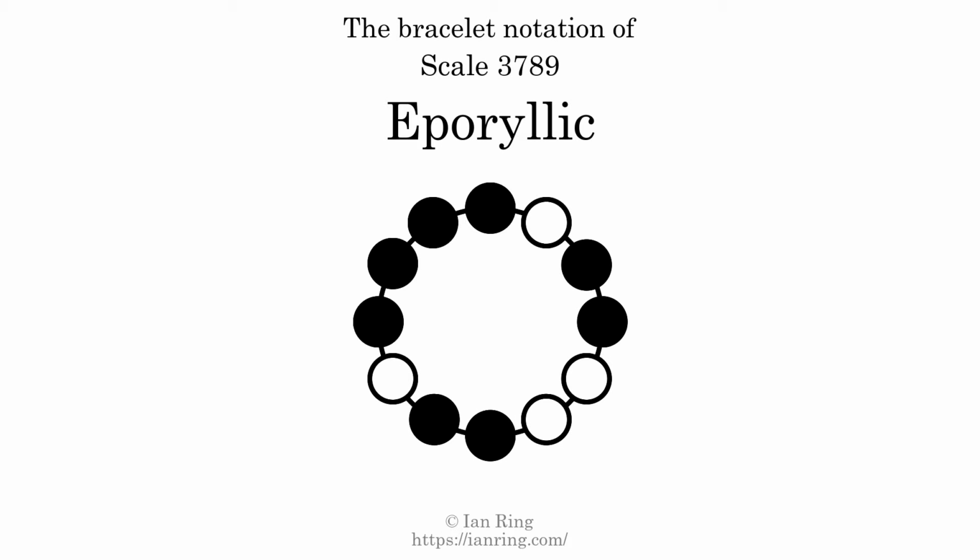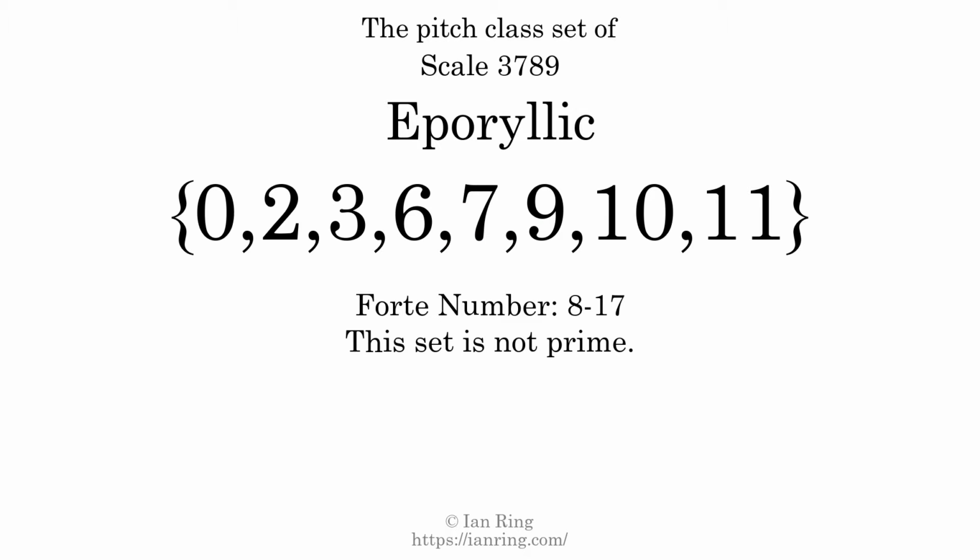This is a bracelet notation diagram of scale 3789. The shaded circles represent tones that appear in the scale, and they are read clockwise, starting at the top. The pitch class set for this scale is 0, 2, 3, 6, 7, 9, 10, 11. The Forte class is 8-17. This set is not prime.